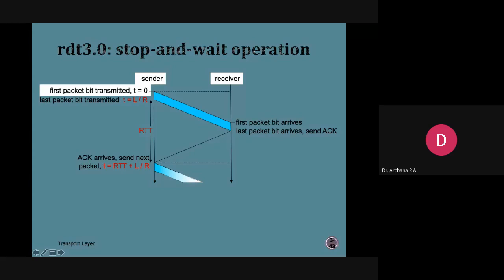So when it is received at the receiver side, one complete RTT is referred to. And L by R is the transmission time, the time needed by the packet to reach from source to destination. L indicates the packet size, R indicates the transmission rate. In the same way, the next packet is sent. If we calculate this, we get the same value as before, which is only 0.00027% of your time utilized out of 100% of time.